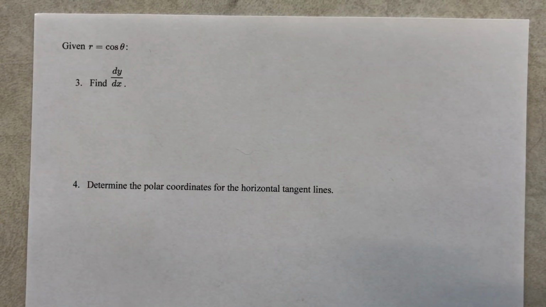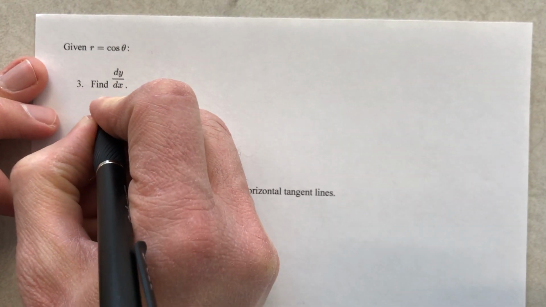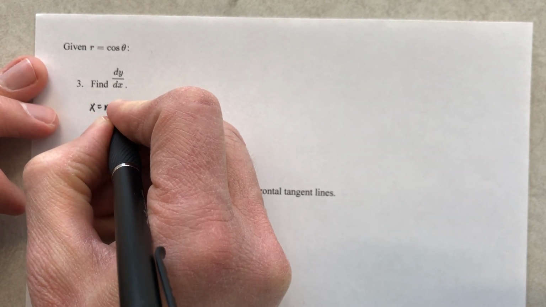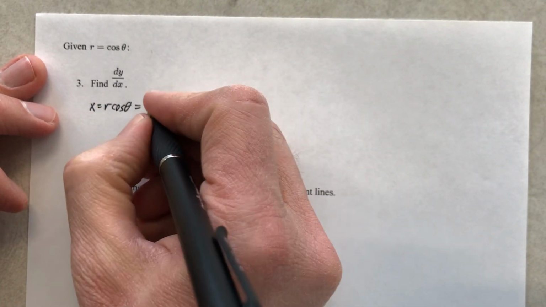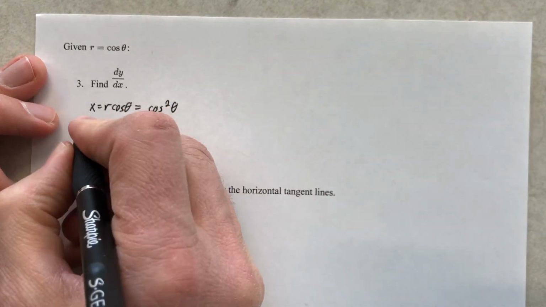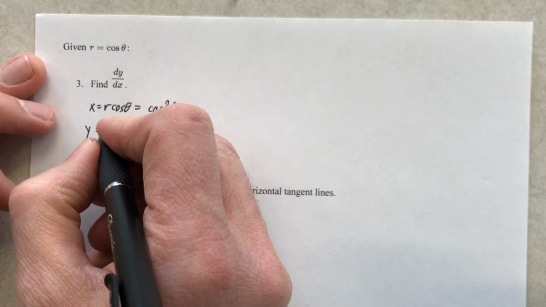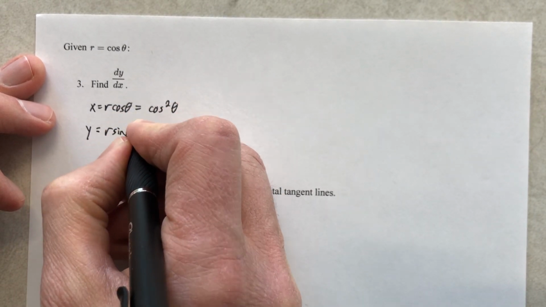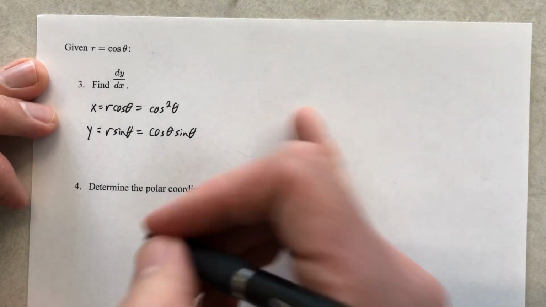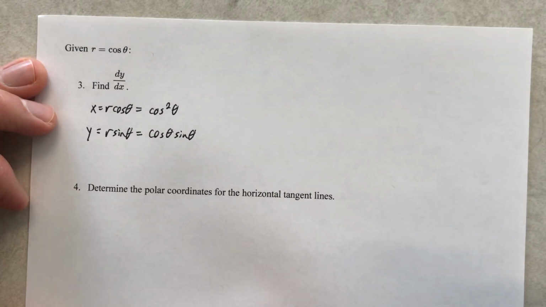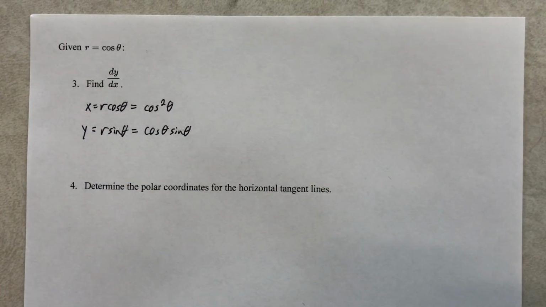So let's start with some basic stuff. We will use the black pen this time. X equals r cosine theta, which is cosine theta, that's r, times cosine theta, so that's cosine squared theta. Y is r sine theta, which would be cosine theta sine theta. Okay? And we are going to find the rate of change of y over the rate of change of x, so let's shift gears for a second. Let's switch colors too. Green sounds good.